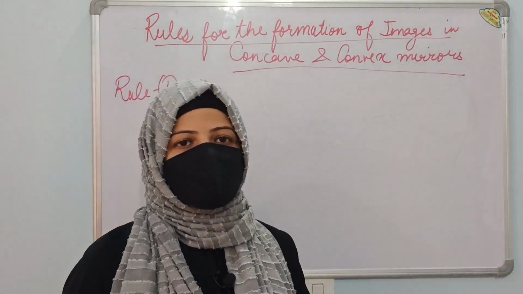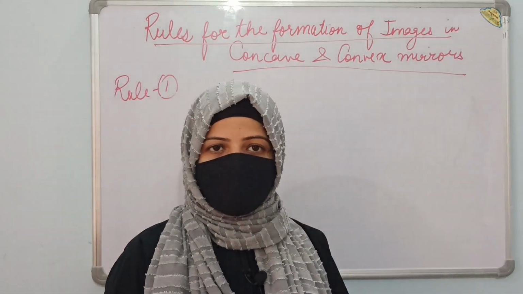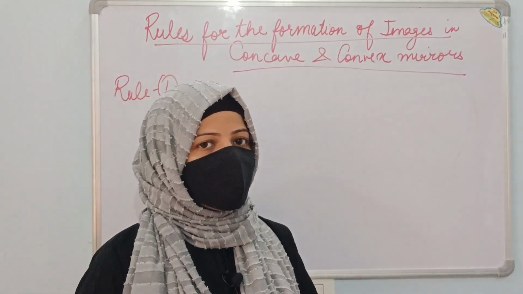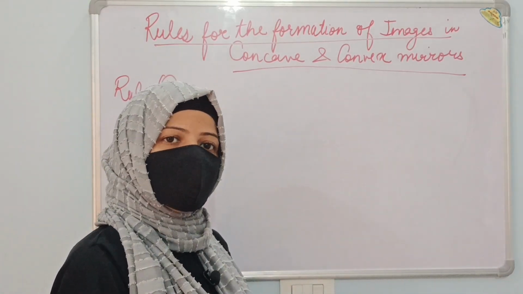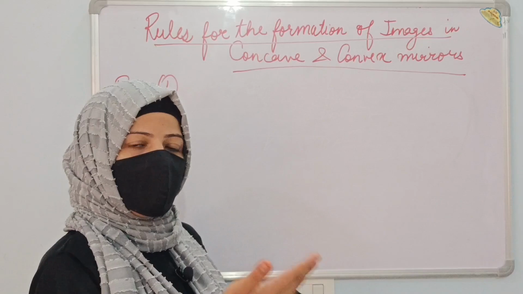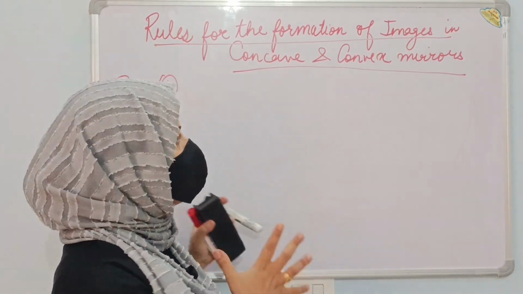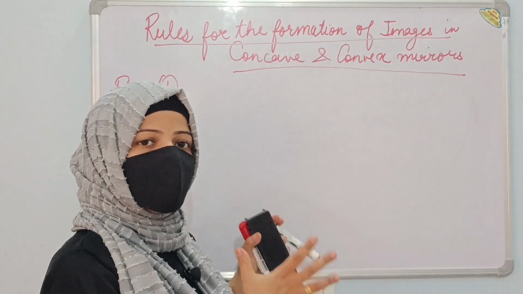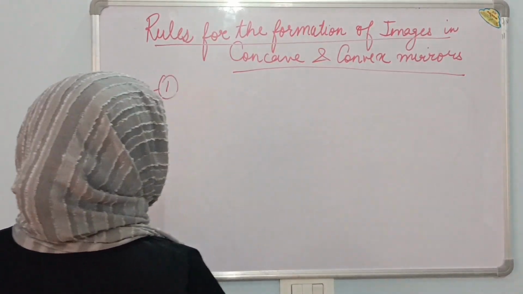Okay, so today we are going to start the rules for the formation of images in concave and convex mirrors, because these rules are very important for you to understand in order to draw the ray diagrams. Okay, तो आगे जो हम ray diagrams करने वाले हैं for the object, position of image, their characteristics, तो for that ये rules अगर आप follow करेंगे तो ray diagrams will become very easy. So let us begin with the concave mirrors.